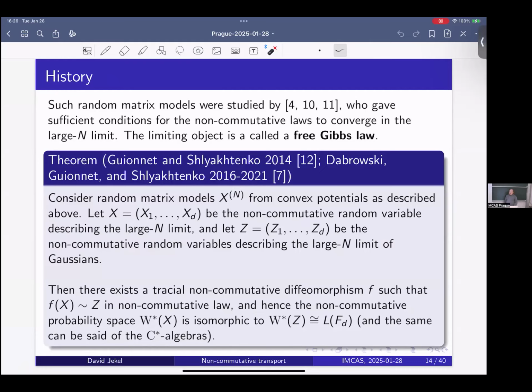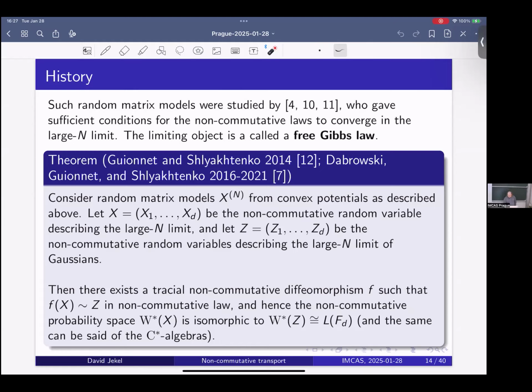So we have random matrix models, and we know they converge to a limit. Now we can talk about what happens with the change of coordinates. Can you take the random matrix model that you're given, and if you're just handed a random matrix model, transform it into something canonical, like the free semicircular family? Can you do that? And the answer is yes. If V satisfies these convexity assumptions, then this is fine.